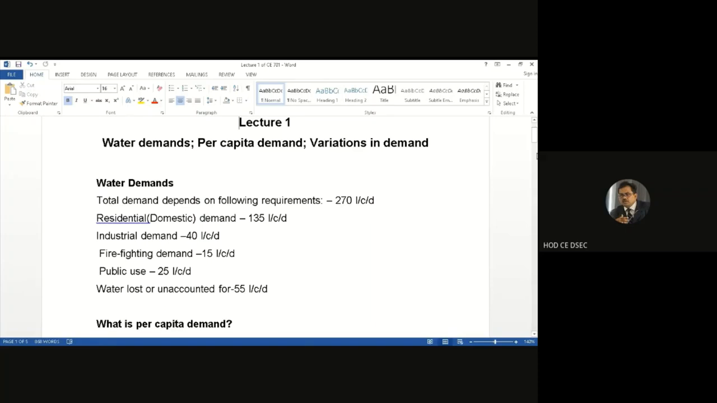Once the system is designed, constructed, and commissioned, it cannot be altered on a regular basis. It is not feasible technically, and it is not financially viable either. So what do we do? We are forecasting what the projected population will be after 20 years, two decades, or after 30 years, three decades. How to calculate the projected population is the next topic of the class that I will teach, so that you can calculate the projected population after 20 to 30 years. Then the number of persons will be multiplied with this water demand to calculate the total water requirement of the city or town, based on which your water supply system will be designed.